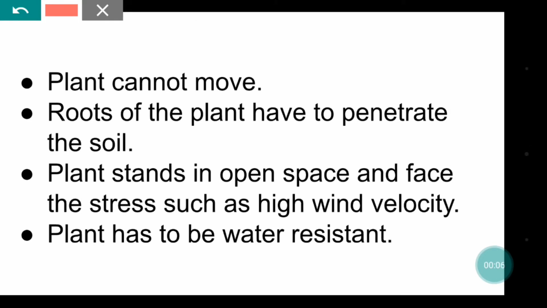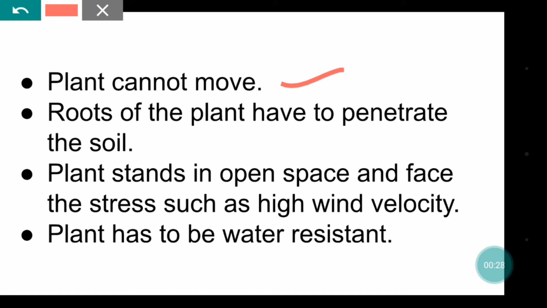Let us understand why a plant needs a cell wall. A plant cannot move, right? It has to stand in one place and grow upward. For this, it needs strength and mechanical support, and strength and mechanical support is obviously provided by the cell wall.